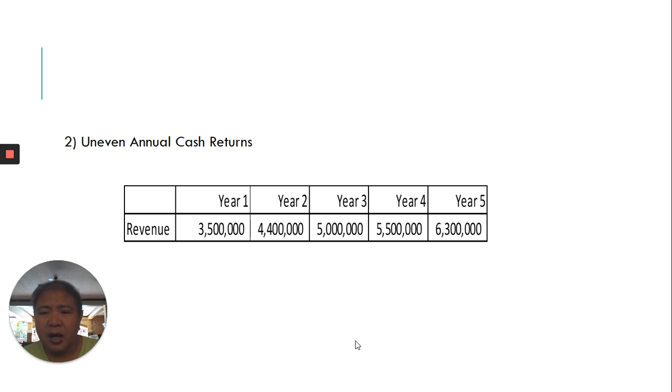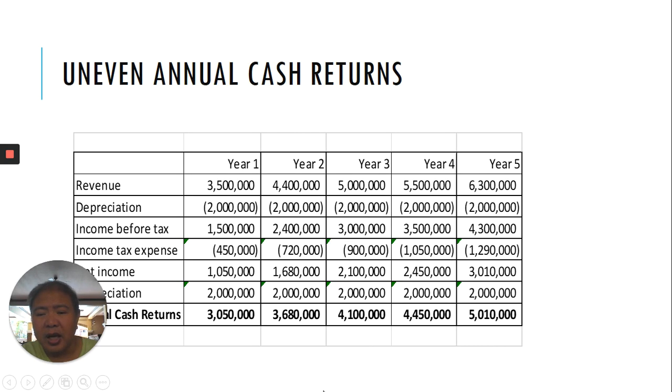So how will this uneven annual cash return affect the manner in which we compute our payback period? The answer is yes. We go back to the formula we had earlier, which is the computation of the annual cash return. So 3.5 less depreciation, income before tax, income tax, and then add back depreciation. So 3,050,000 is the annual cash return for year 1. Year 2 is 3.6, year 3 is 4.1, year 4 is 4.4, and year 5 is 5 million. So the annual cash return really varies from one year to the other.